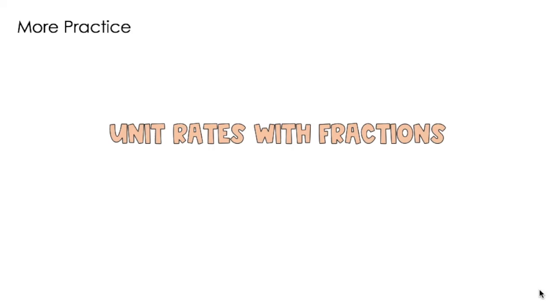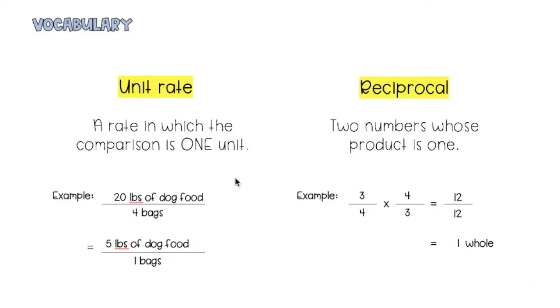Hi everyone, welcome back, and today we are going to be talking about unit rates with fractions. So a unit rate is a rate in which the comparison is 1 unit. For example, if you have 20 pounds of dog food in 4 bags, we can divide to figure out that it will be 5 pounds of dog food in 1 bag.